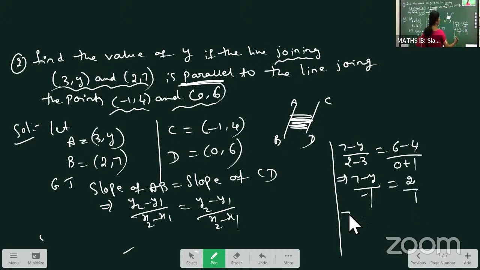Cross multiply. 7 minus y is equal to minus 2. Bring the negative term, minus 2, to this side, it becomes plus 2. Take minus y to the right side, it is plus y. Therefore, what is y? 9.